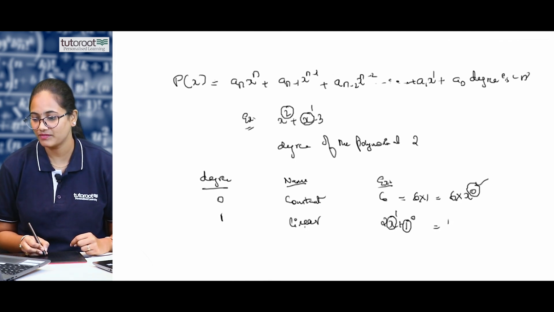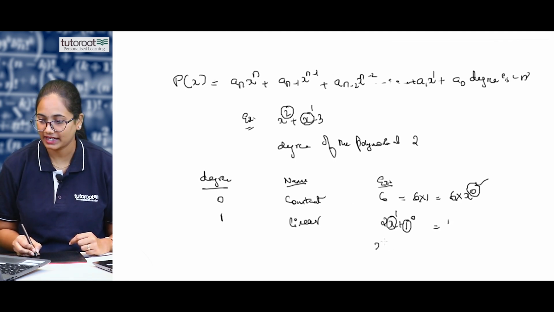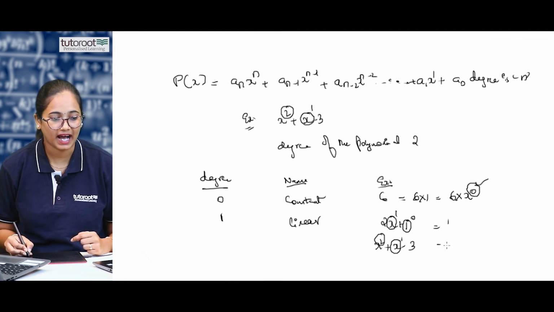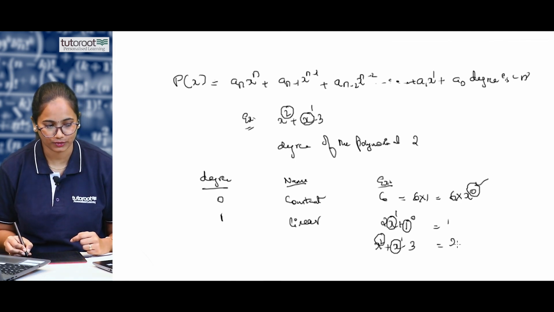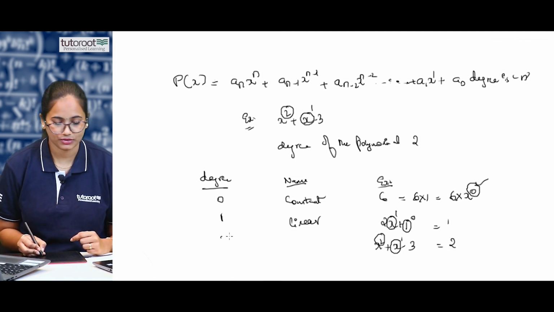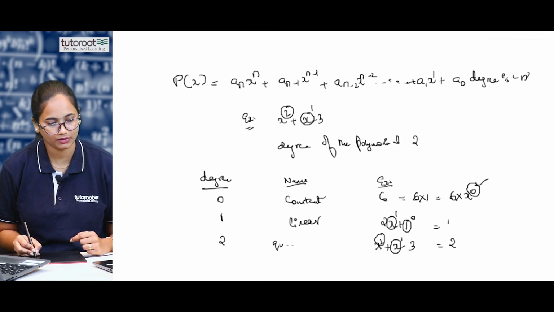Okay. In the same way, we have an example of x square plus x minus 3. So here the degree is 2, here the degree is 1, and here it is 0. So the highest degree is 2. So the degree here is 2 and it is known as, yes, quadratic.